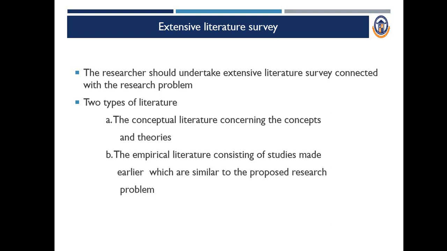There are two types of literatures. The first type is called conceptual literature, which concerns the concepts and theories which need to be investigated. If it is relevant to that particular research, the researcher can undertake this, or else they can go for the empirical literature surveys, where the research studies made earlier are very similar to the research process or research problem that is proposed to be studied. That kind of empirical literature can be collected by the researcher, and they can go for this kind of literature survey.